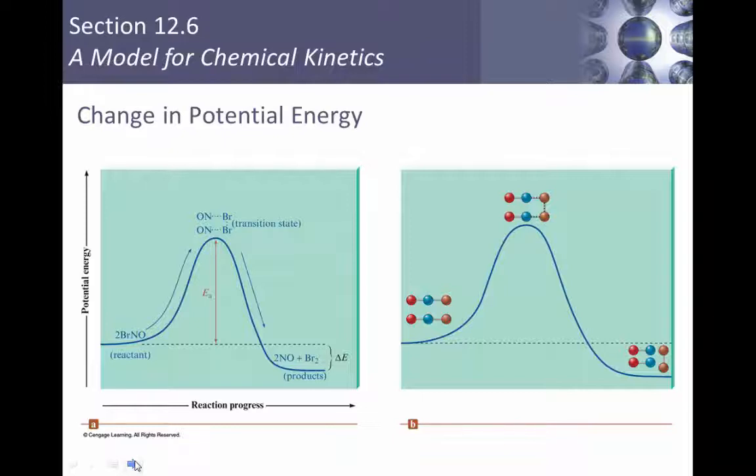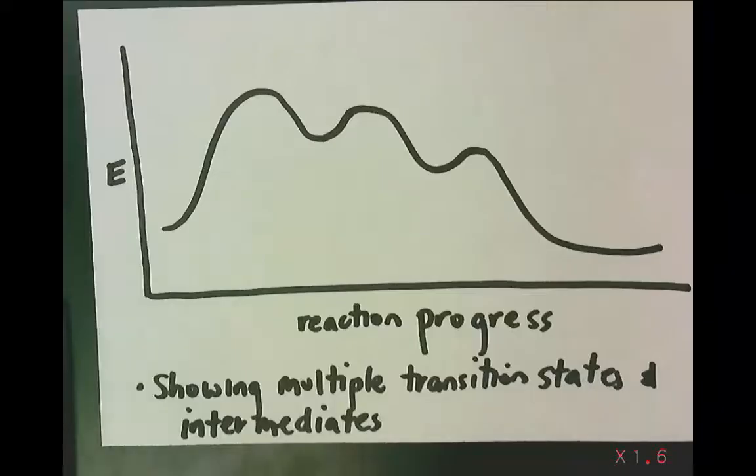Okay, and so I'd like to continue with this idea, so I'm going to insert a clip showing the idea that it's possible to have multiple transition states and intermediates in your energy profiles. Okay, here's an energy profile showing several transition states and their intermediates.